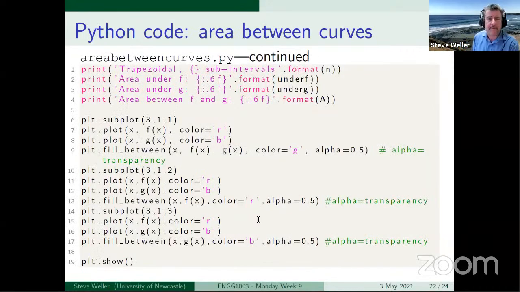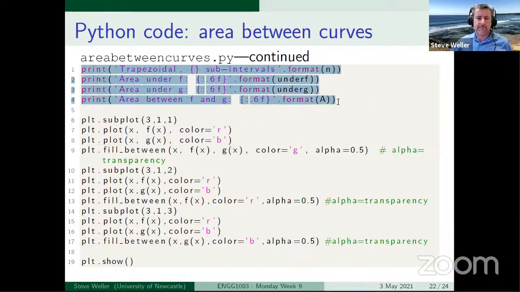Skip over it. Here's the Python code for displaying the results. In lines 1 through 4, we simply print the results to the console. You'll see that when I run it live.